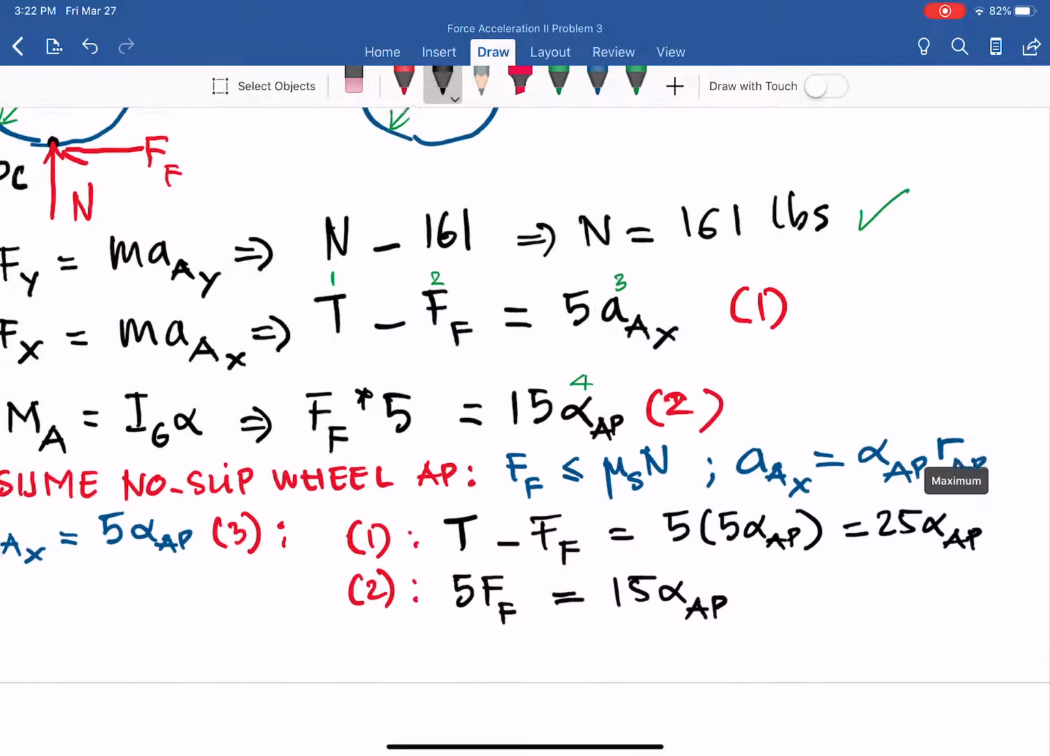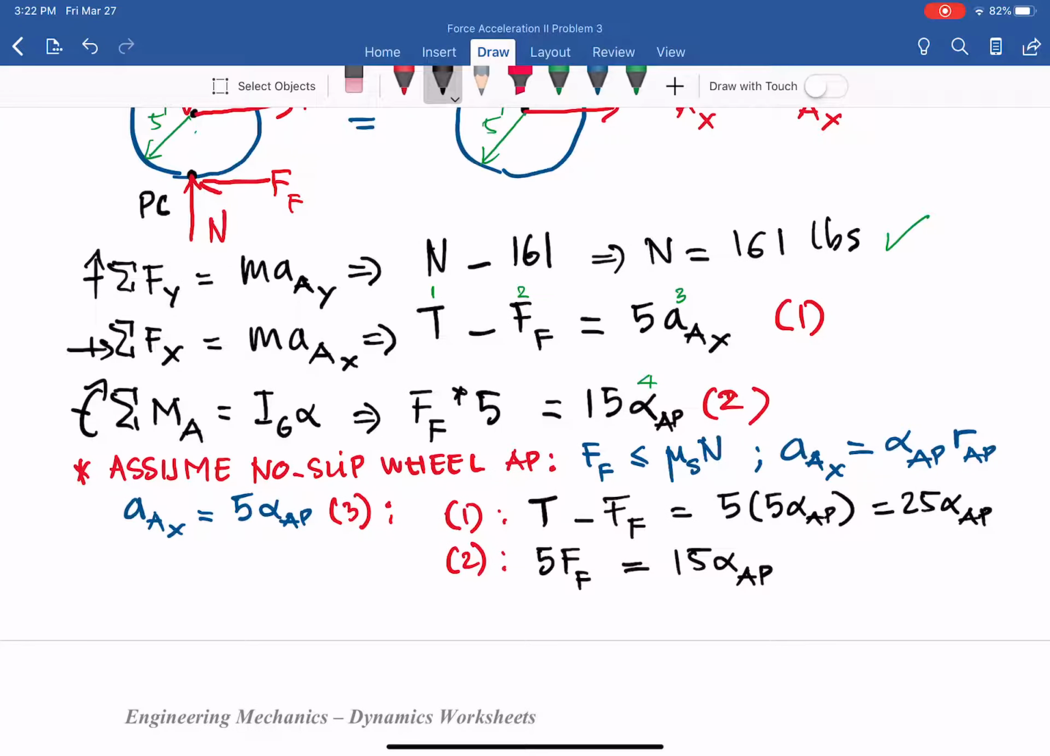And these are 2 equations. How many unknowns? You still have T, friction force, because as you can see, for a no slip wheel F_F is less than or equal to mu sub s N. It's not equal, so it is an unknown. Friction force is an unknown. And then alpha_AP, you still have 3 unknowns and only 2 equations after we make the assumption of no slip. So with that, how can we do?